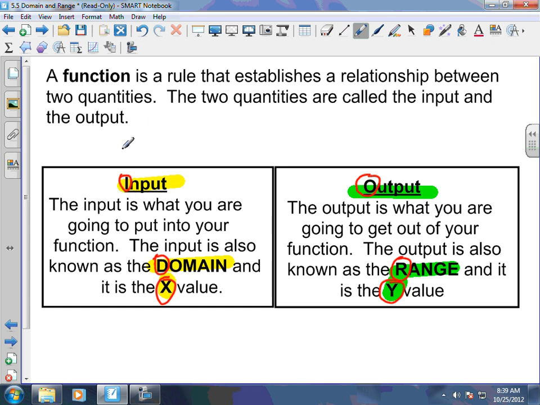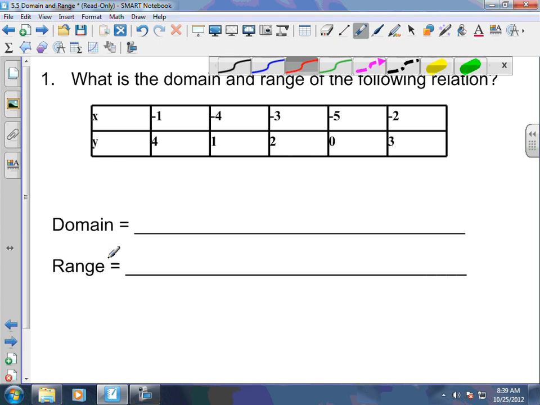One thing you need to notice is I is before O, D is before R, X is before Y. So if you're struggling to remember which one is which, X comes before Y in the alphabet. D comes before R in the alphabet. I comes before O in the alphabet. This whole side right here is first in the alphabet. So that might be a little trick to help you remember what's what. Okay, so how does this get used?